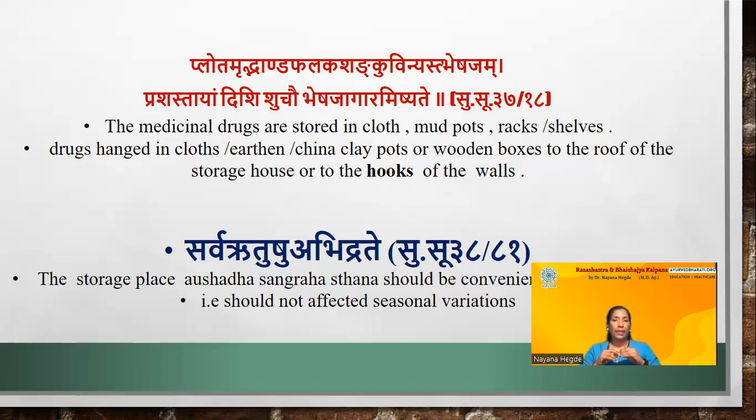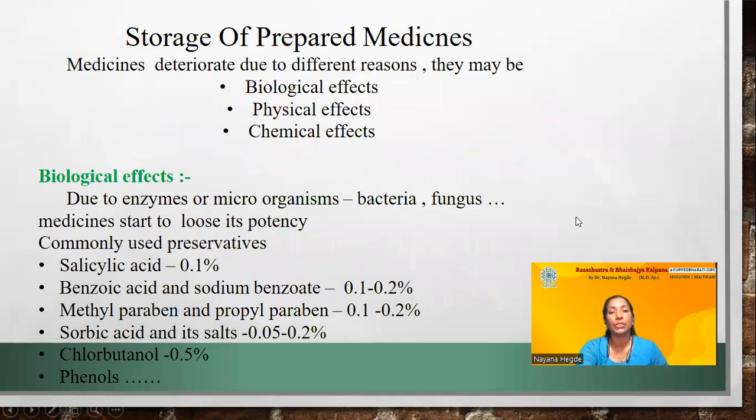And one more thing told by Acharya Sushruta, which is important: Sarva Rutushu Abhidrate. Abhidrate means we should build the Aushadagara such that it is convenient for all the Rutus. Sarva Rutus means the Beshajagara or the land of the Beshajagara should not be affected by any seasonal variation. It should be built in such a way that it does not get affected by any changes in the season. This is the storage and the preservation of the medicines told in our classics.